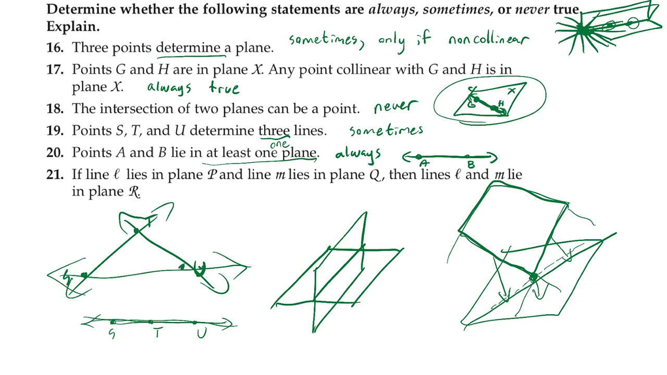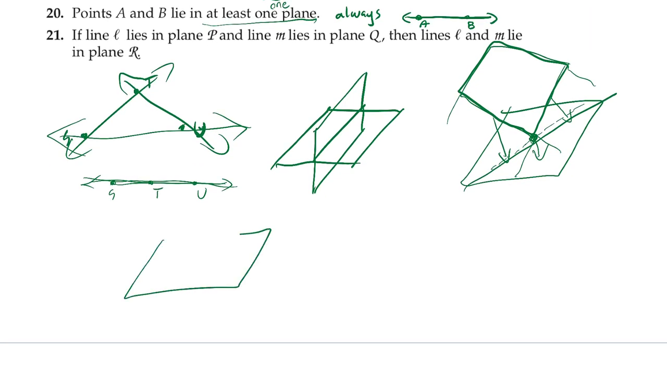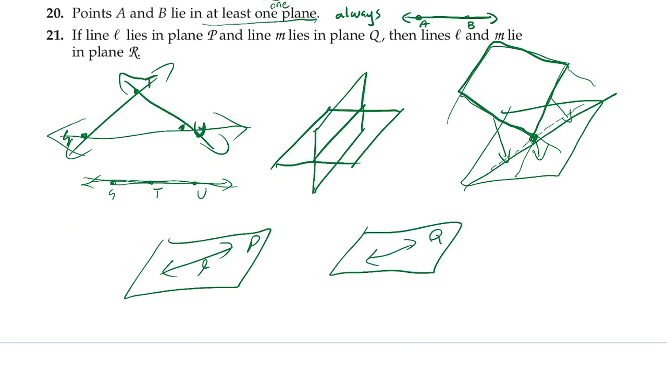Okay, last one. If line L lies in a plane, and line M lies in a different plane, then lines L and M lie in plane R. What? They never even mention a plane R. Okay, so let's come up with some possibilities. So we've got a plane P here, and a line L, and then we've got a plane Q somewhere else with the line M, okay? Now, do L and M both lie in plane R? So in other words, is there some plane that passes through both of those, right? That's the question. Now, this is a hard one.